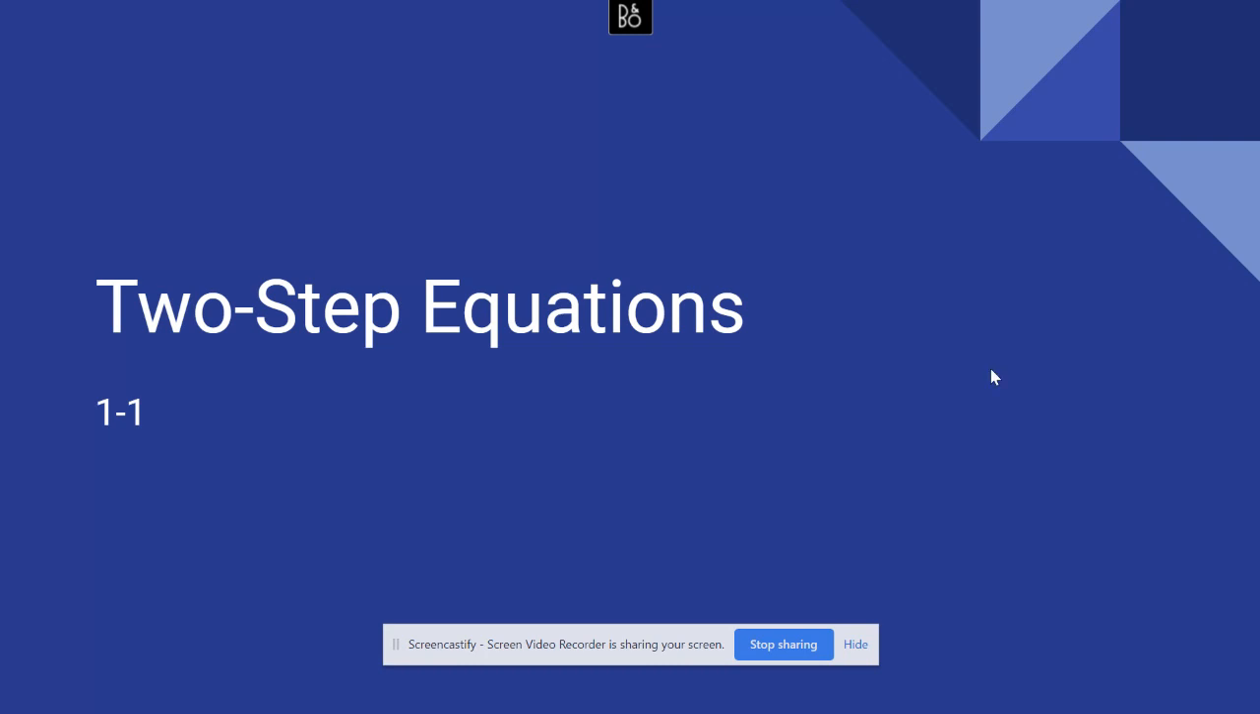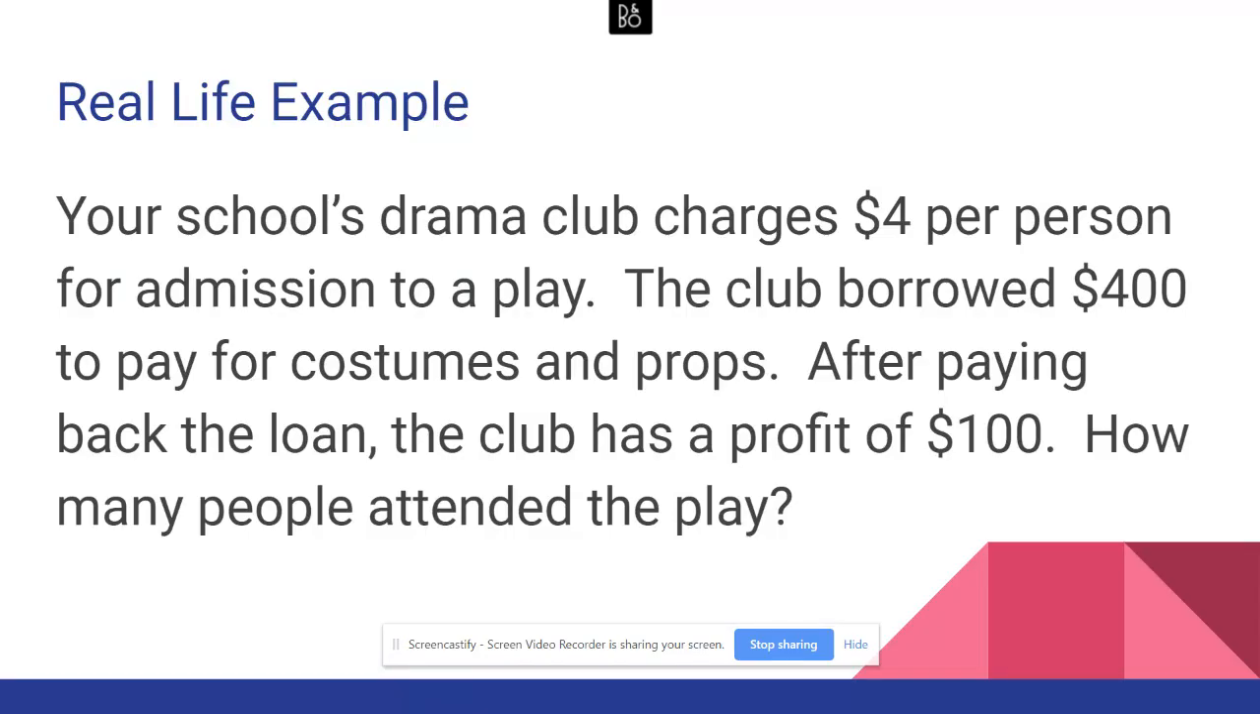All right, so we're going to talk about two-step equations. Hopefully you are familiar with these and you have seen these before, and we're reviewing, and hopefully if you had trouble with this before, seeing it again now will help you understand it a little bit more. Okay, so we're going to talk about two-step equations using real-life examples.